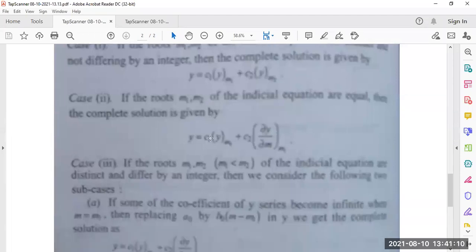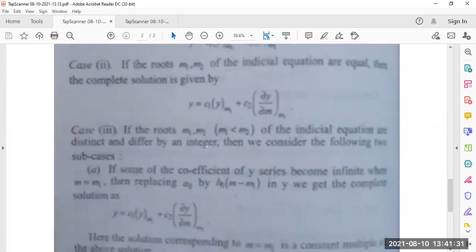Now the second part. If the roots m1 and m2 of the indicial equation are equal, then the complete solution is c1 y at m1 plus c2 del y del m at m2.